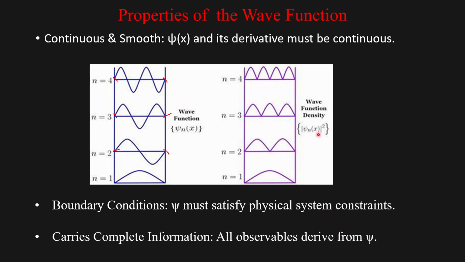So what is the density of this wave function? Just square it, and you will get it like this. So it carries the complete information, that is, all observables derive from the wave function. This is the best example, and that is the reason why we are giving more importance to the infinite square well potential, which we are going to see in due course.